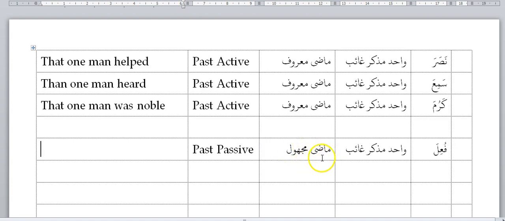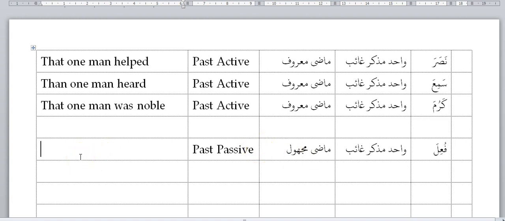What that means is that a work is done, but we don't know who did it. We know who it was done upon. So Fu'ila, we know that the work was done upon a Wahid Mudhakkar Ghaib. In the first three, these patterns are all the patterns of Madi Ma'ruf, active. Fu'ila is the pattern of the passive, the Majhul. Meaning that a work was done on the Wahid Mudhakkar Ghaib, but we don't know who did it. We just know who it was done upon.